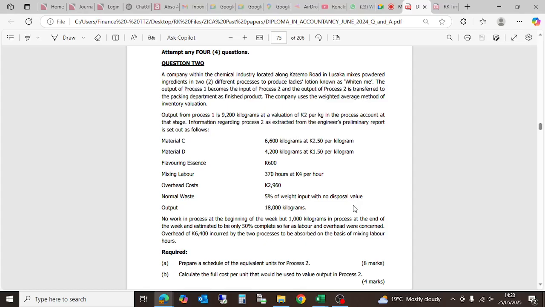Do you know what they mean when they say with no disposal value? Is it not scrap value? Yes, it's scrap value. So with no scrap value.